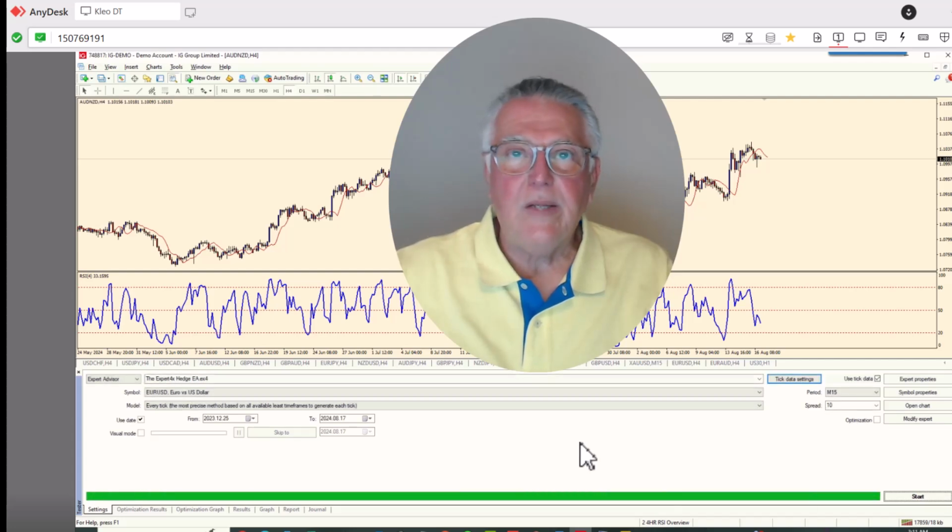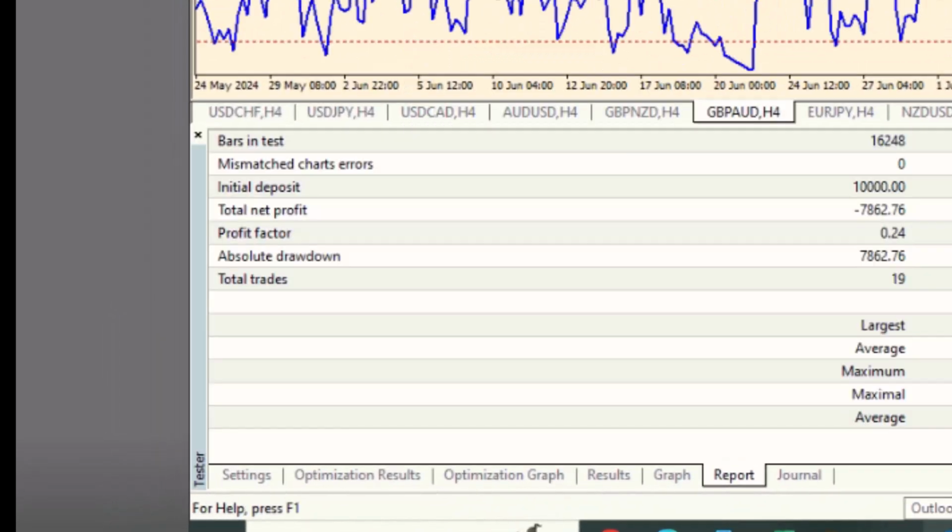Okay, the trading's finished, and we go and have a look at the results. And these results basically show the effects of a margin call. So the loss is minus $7,800. Effectively a margin call. There were only 19 trades made, and all that's happened here is that we've gone 1 week backwards. We started on a different day.